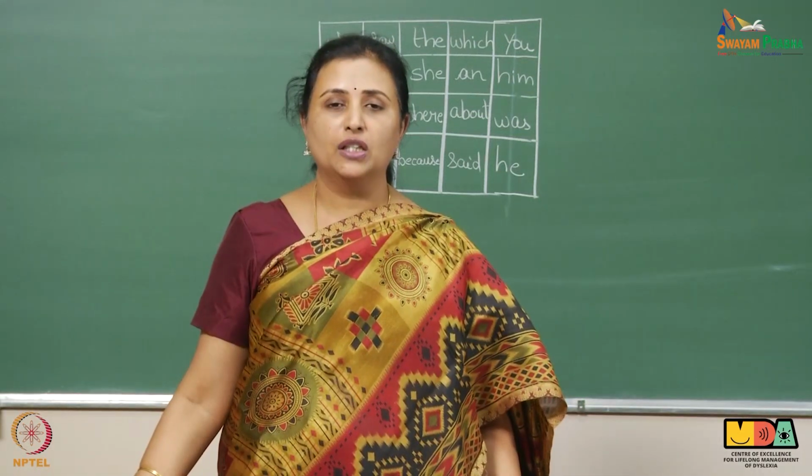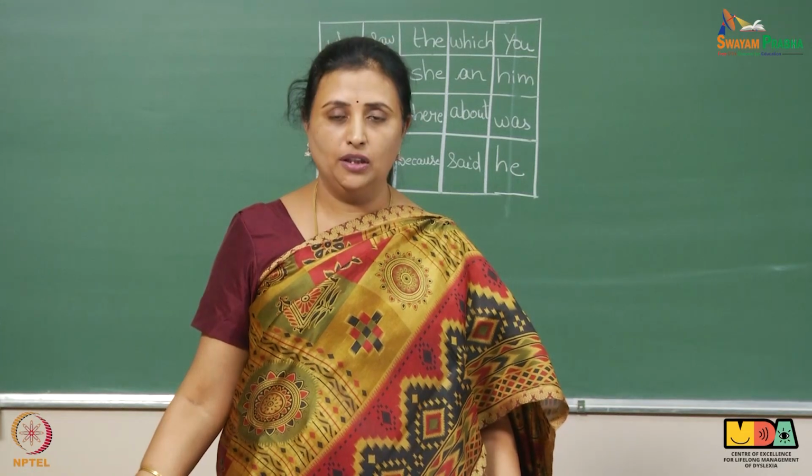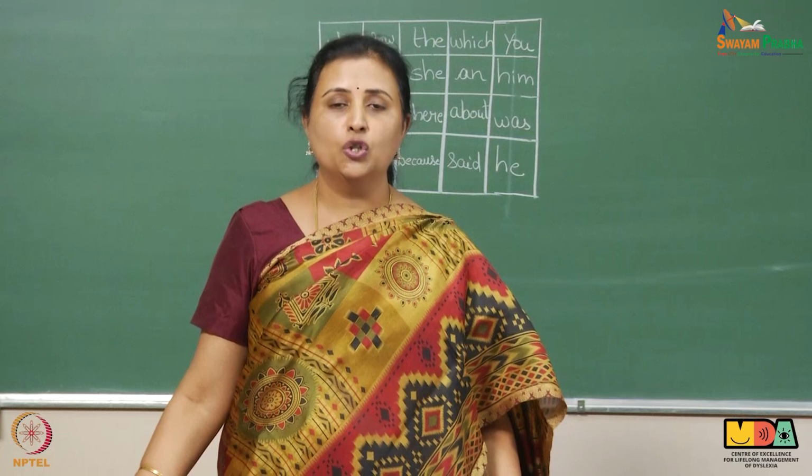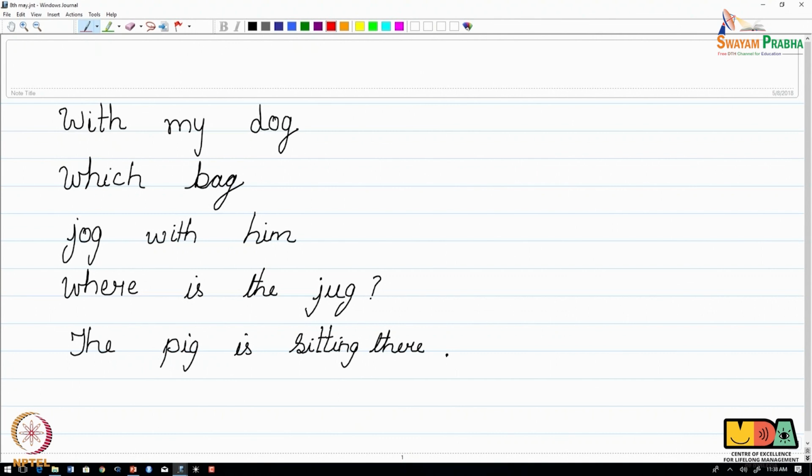Once the child has mastered reading the words in isolation, we can now train the child to read these same words in phrases and in small sentences. Now we will see how to read small phrases with the words that we have already seen. With my dog. Which bag. Him, jog with him. Where is the jug? The pig is sitting there.